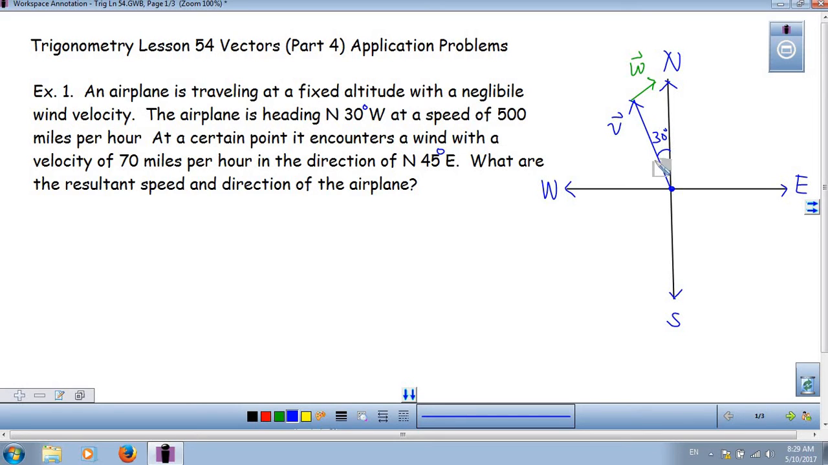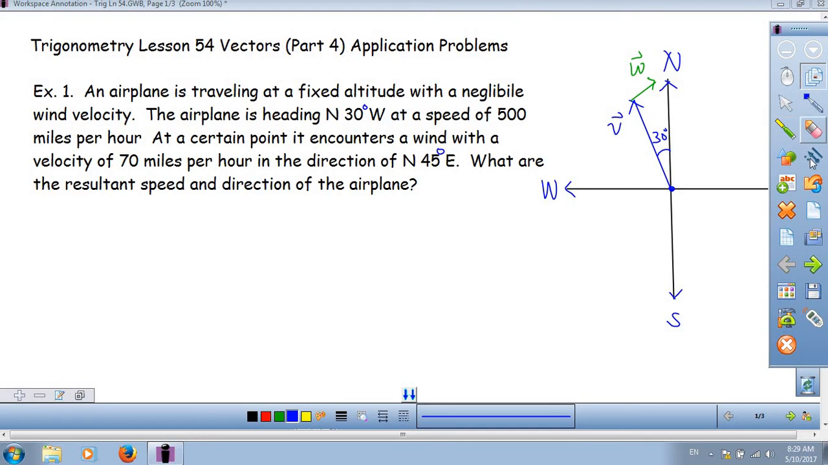So let's go ahead. Right now we have our situation here. We want to find out our resultant vector. Let me use a different color here, black. The resultant vector would be something like this. That would be the resultant vector. But how do we go ahead and do this?